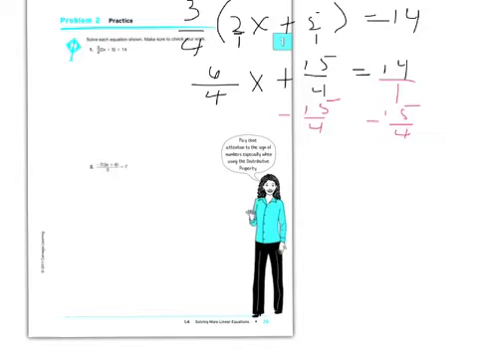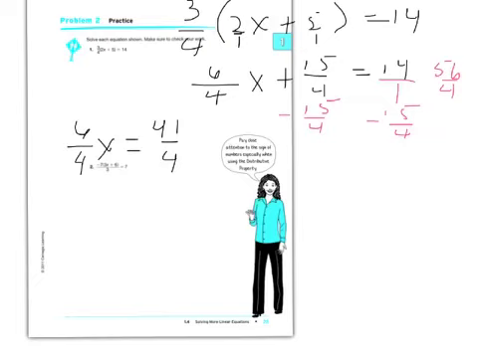So I'm going to multiply 14 by 4. So 4 times 4 is 16, carry the 1. 4 times 1 is 4, plus 1 is 5, so 56 over 4. And now I can subtract 15 from 56. And the denominators stay the same. So now what I've got is, and I'm going to write this over here, 6/4 x, and the positive 15/4 and the negative 15/4 goes to 0. So this is then equal to 41/4. Okay?